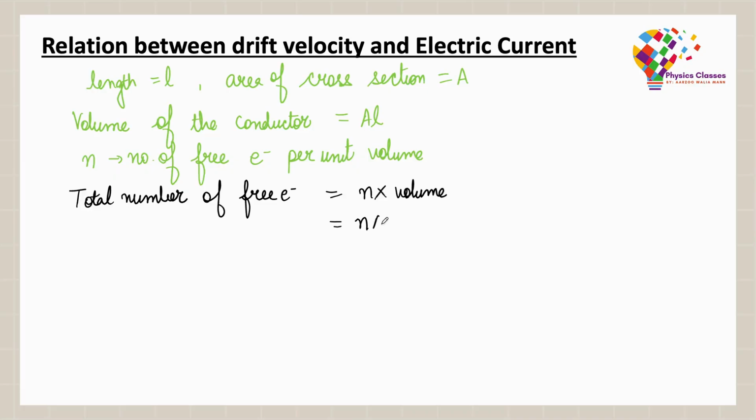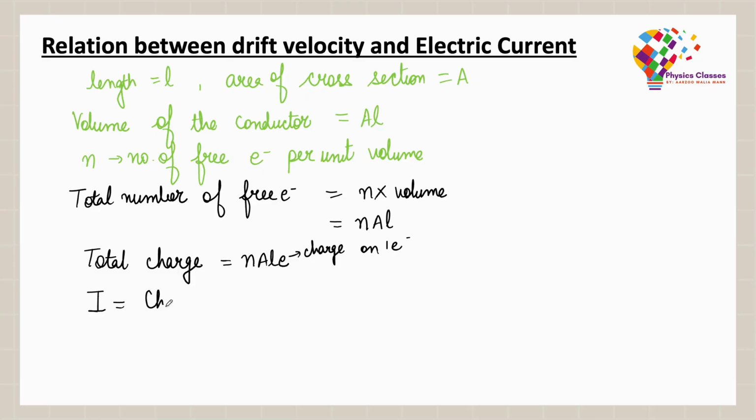And now if I want to find out the total charge that is coming due to the free electrons, then that would be the number of electrons times the charge on one electron. So nAL times e, where e represents the charge on one electron. Further, now over here, if I want to write the current, in general, we wrote that current was equal to the total charge by time. So charge here is nALe, and let the time be t.